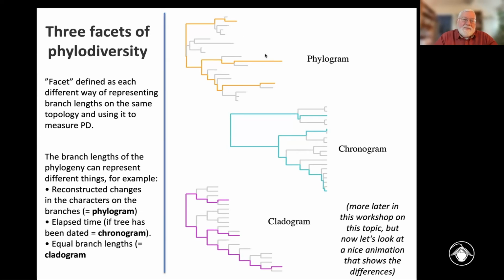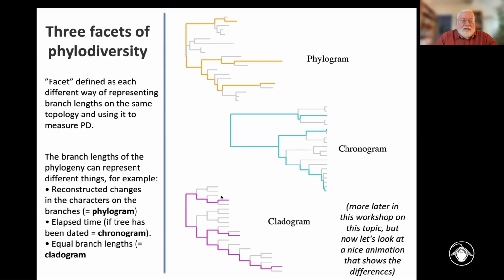Then if you can time calibrate the phylogeny and bring all the branches to the present like this, and then get the units to represent years, to represent time instead of character change, then that's what we call a chronogram. There are methods, which we'll talk more about later, where you can take these data, and if you have some other evidence from fossils and so forth, you can turn the phylogram into a chronogram, where now those branch lengths represent time instead of number of character changes.